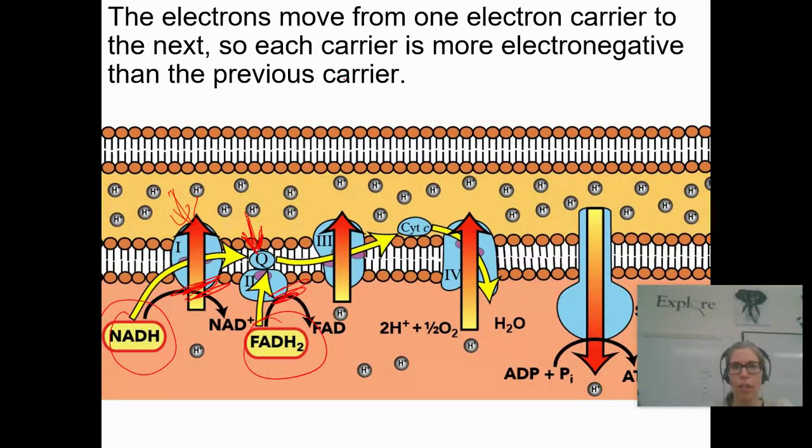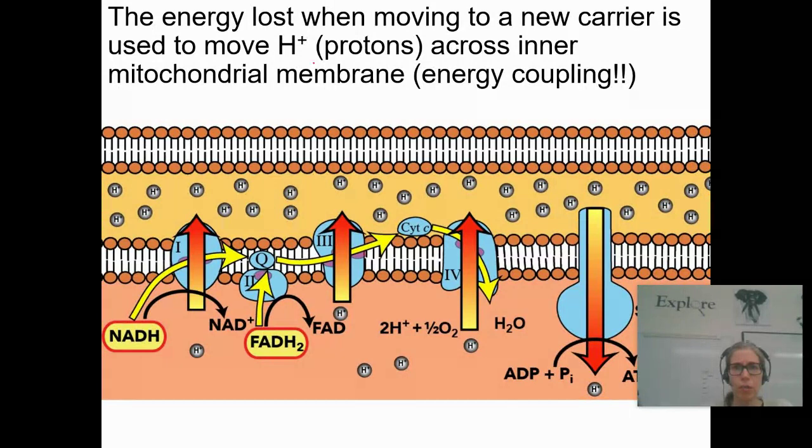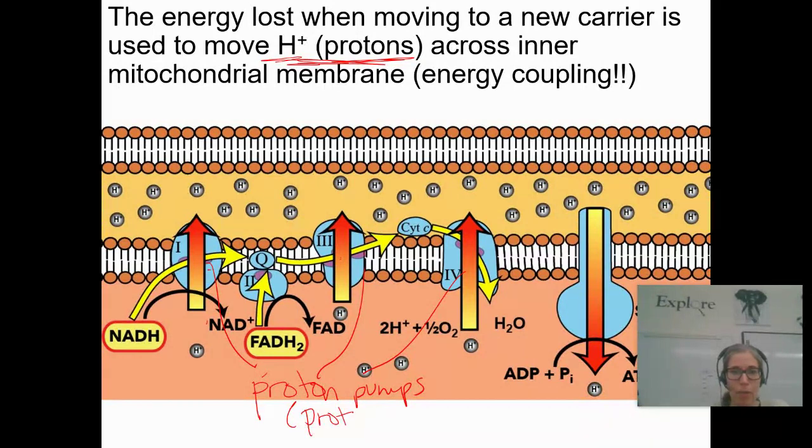The electrons move from one electron carrier to the next, so each carrier is more electronegative, with this one being the most electronegative. The energy lost when moving to a new carrier is used to move protons across the inner mitochondrial membrane. So these molecules, this one, and this one, and this one, are proton pumps. Those proton pumps are made out of protein, so you can also call them protein pumps. So protein pumps because they're made out of protein, but proton pumps because of what they actually move.